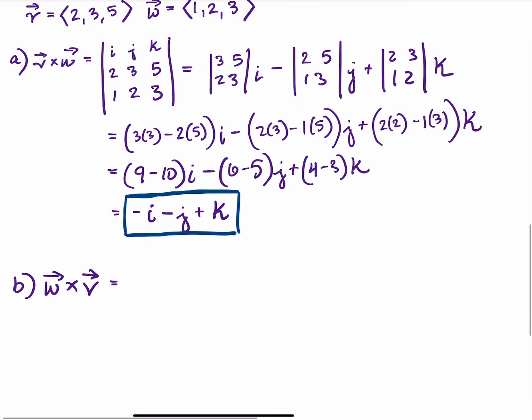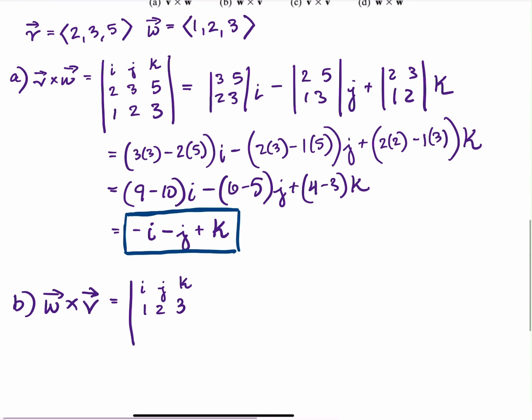So let's express this as a matrix. I'll put I, J, K on the top. Then now the second row will be 1, 2, 3. So that's our W vector. And the third row will be 2, 3, 5.